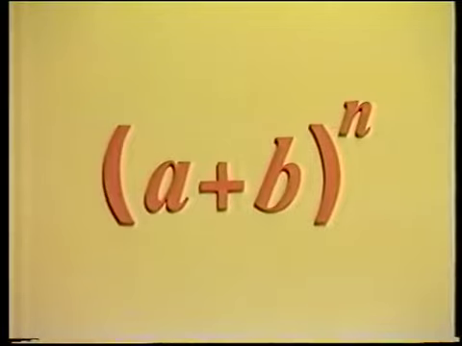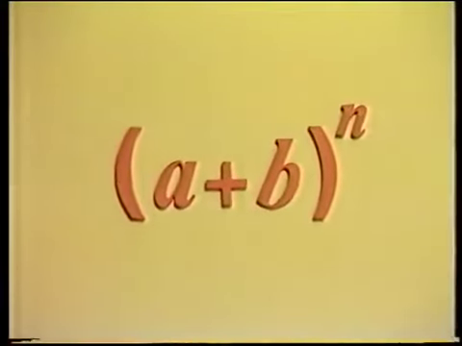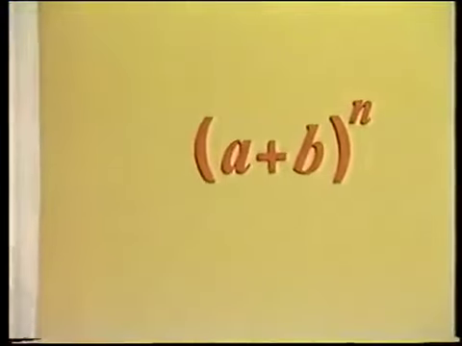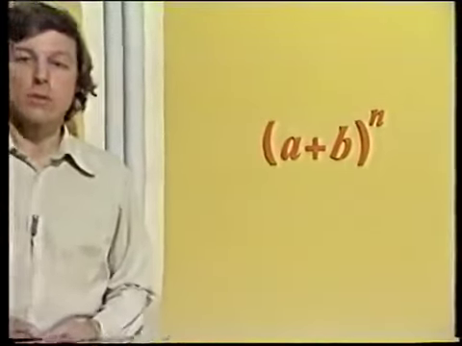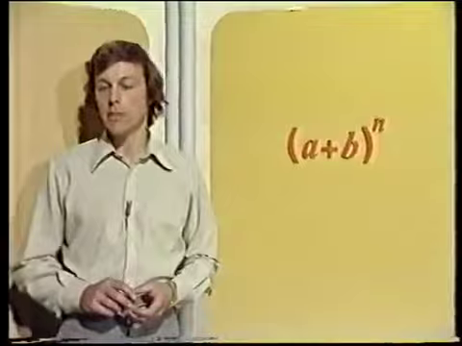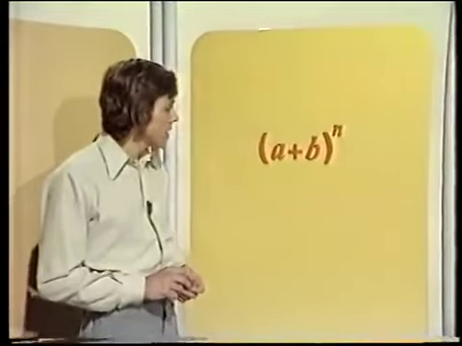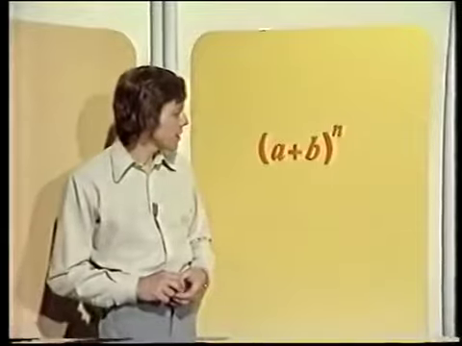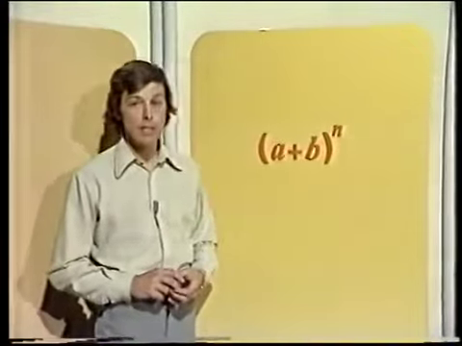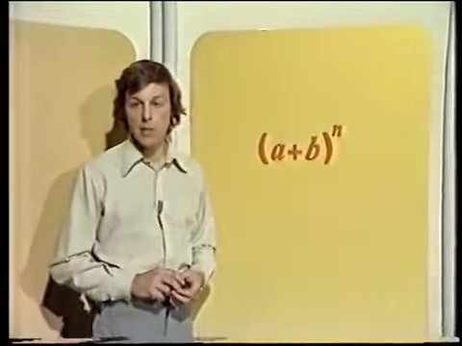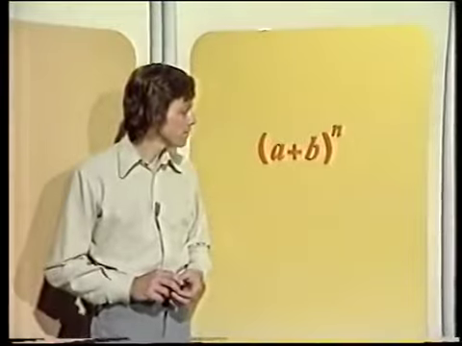The problem this week is to try to find an expansion for this expression, a plus b to the n. That's what section 5 of Unit 2 is all about, a section called the Binomial Theorem. And if you've made a start on that section, then you'll have already seen expansions in the special cases when n equals 2, that's a plus b squared, and n equals 3, a plus b cubed.